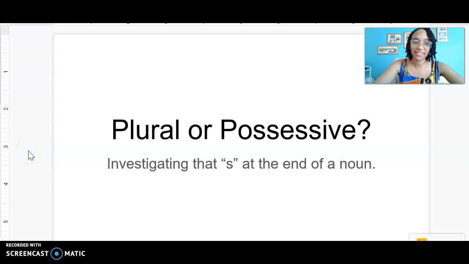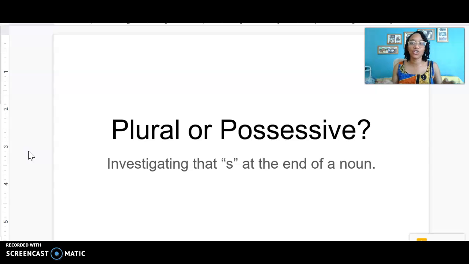Plural or possessive. This week, we've been learning about plural nouns. That's a person, place, or thing when we have two or more of that person, place, or thing. We've particularly been learning about irregular plurals because I know you already know the regular form of making a noun plural. When we make a noun plural regularly or normally, we add an s or es at the end of the noun. But sometimes we can get confused with possessive nouns.